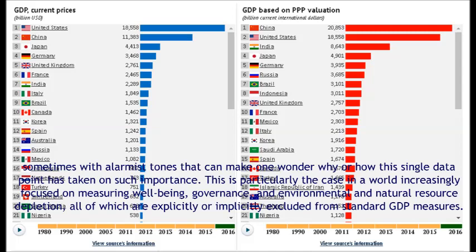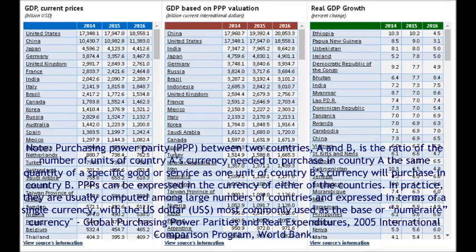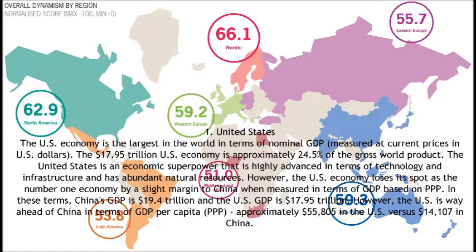This is particularly the case in a world increasingly focused on measuring well-being, governance, and environmental and natural resource depletion, all of which are explicitly or implicitly excluded from standard GDP measures. In an era of open data, GDP as a singular golden indicator could fade ever so slowly to make room for other unique measures that will only become increasingly easier to develop and maintain as improvements are made in global data access. For now, however, enjoy the below series of country rankings by GDP or explore visualizations for other GDP-related indicators supplied by the World Bank and the IMF.